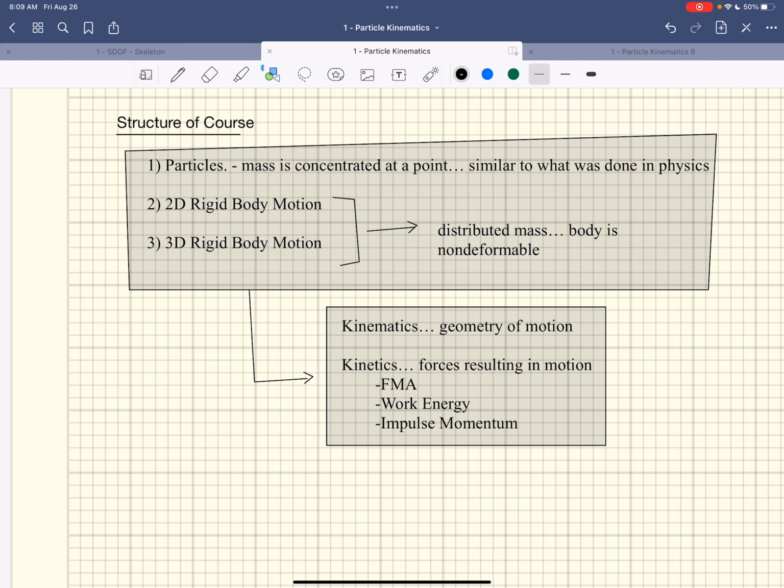Then we'll go on to 2D rigid bodies and do the same thing: kinematics, kinetics, FMA, work energy, impulse, momentum. And then we do 3D rigid body, kinematics, kinetics, FMA, and actually we stop right there. We don't make it through the rest of them, but that's the process we're going to be following. Okay, pretty straightforward class. There's a lot of stuff in there, but at least the path is clear.